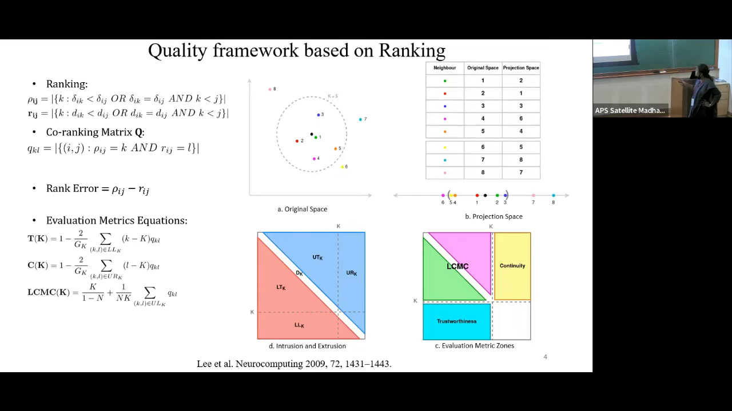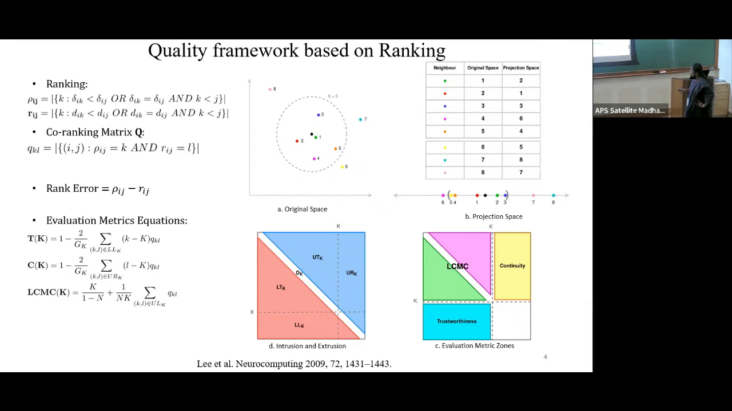So the mismatches of these ranking errors are then counted and represented in the coranking matrix. In the coranking matrix, what you are plotting here is the number of mismatches for a specific pair of ranks in the low dimension as well as in the high dimensional space. This coranking matrix essentially tells you, given a cutoff region, what the allowed mismatches, the soft mismatches, or the extreme mismatches in your projection are with respect to the original space.